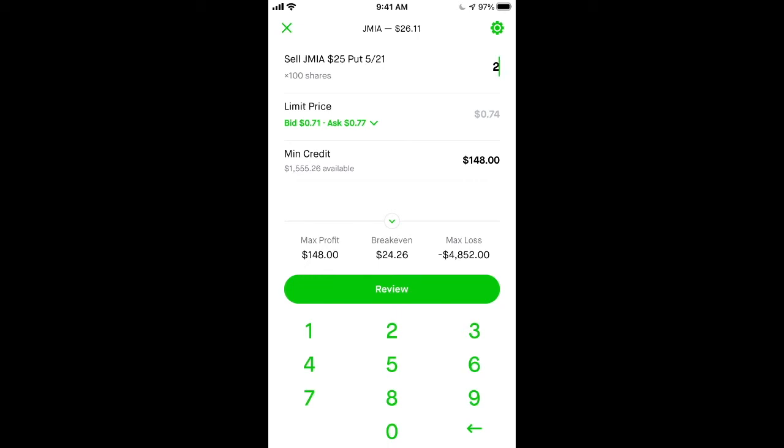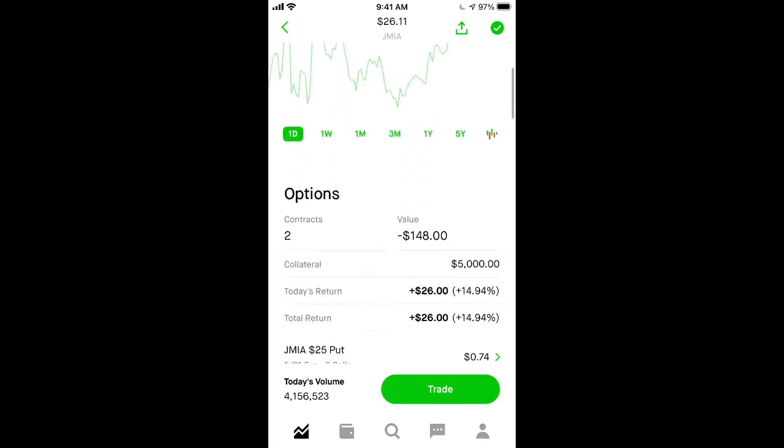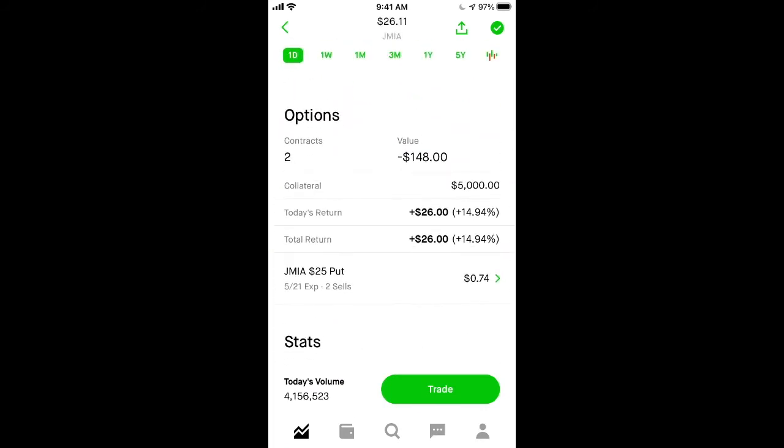So now the current value of that same option, if I was to do it again, I'm going to get a credit of 148, which is obviously less. So that's where this profit comes from. When you go and see plus $26, that's where the profit comes from.